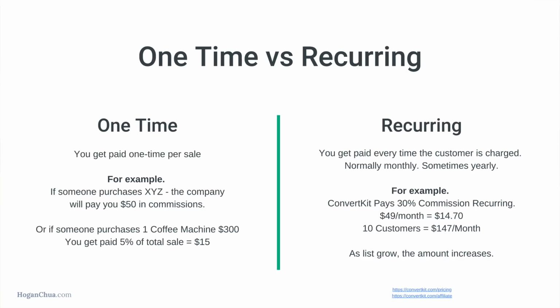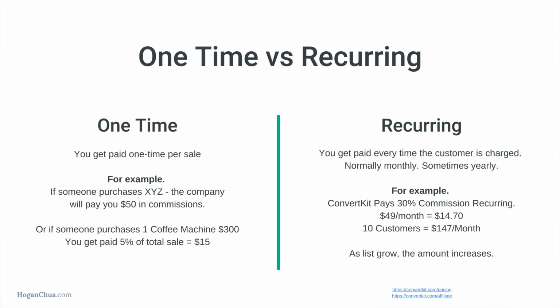So you've also got one-time versus reoccurring commissions. With one time, you just get paid once. For example, if you promote a coffee machine for $300, you only get paid $15 one time, right? You don't get paid anymore. With reoccurring commissions, you get paid every time the customer is charged. This is normally on software as a service products, digital products, which have a monthly fee, right?